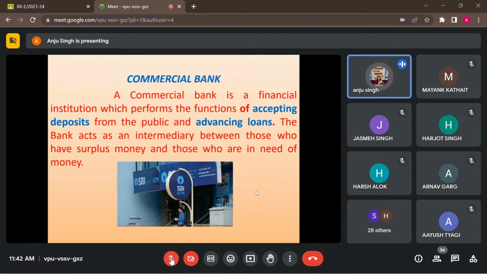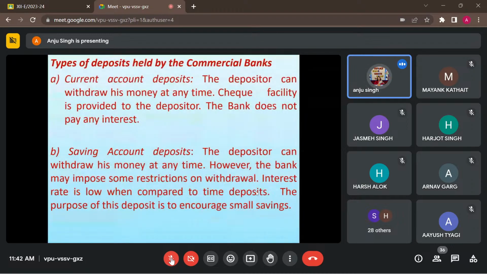And banks create loans through the deposits. Now, types of deposits we have already discussed in the class. Current account deposits. The depositor can withdraw the money anytime. Cheque facility is provided. The bank does not pay any interest. Savings account deposit. The depositor can withdraw his money at any time, but there are restrictions on the number of withdrawals. Interest rate is definitely there, but not as much as it is there in the time deposits. And the purpose of this deposit is to encourage small savings.